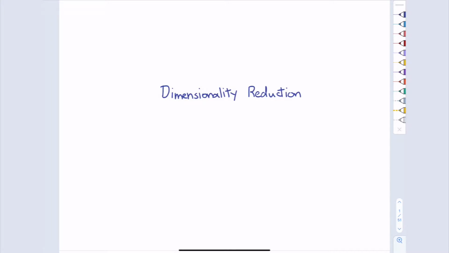All right, so today's topic is dimensionality reduction, which is a very practical topic if you're doing anything related to quote unquote big data.